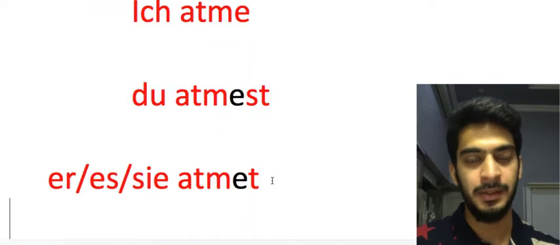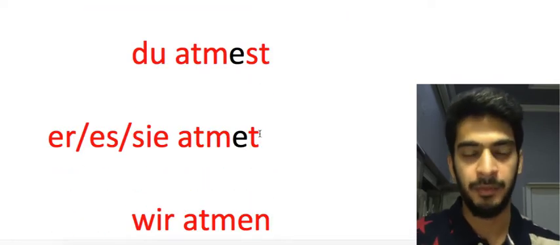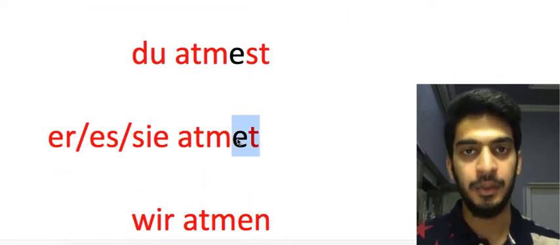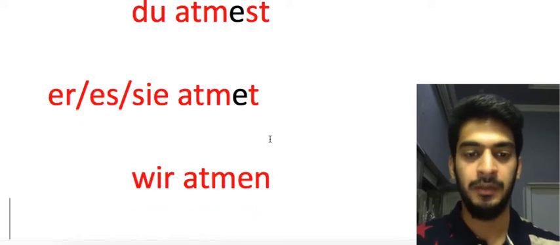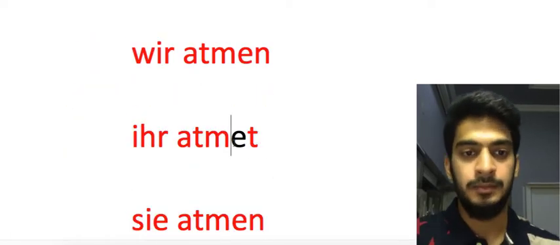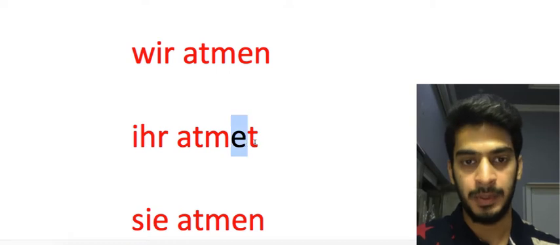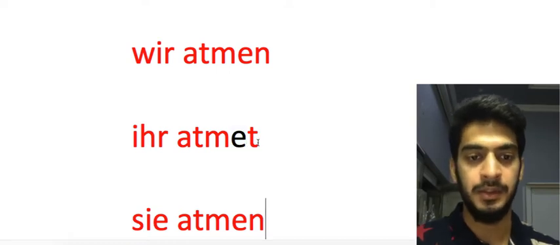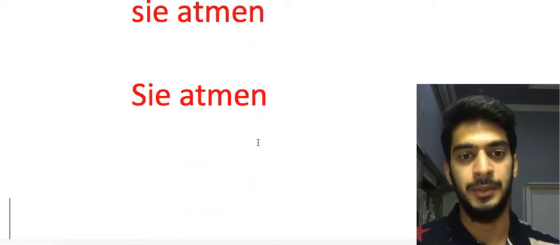Du atmest. Er, sie atmet. Before the ending, just add e to it. Er, sie atmet. Wir atmen, ihr atmet. Again add e to it. Ihr atmet. Sie atmen, capital Z atmen.